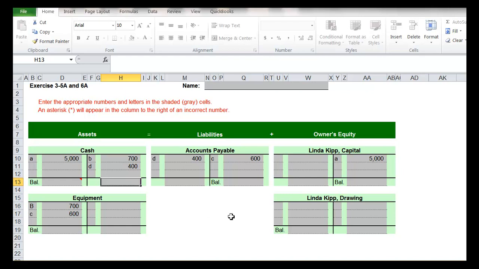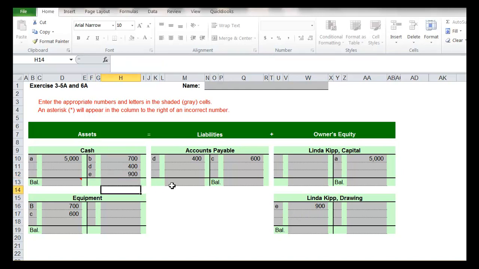Then I withdrew cash for personal use. So anytime that happens, we always debit our drawing account. We're increasing the amount that they're taking out. Drawing increases with the debit, and since they took out cash, it decreases our actual cash account.